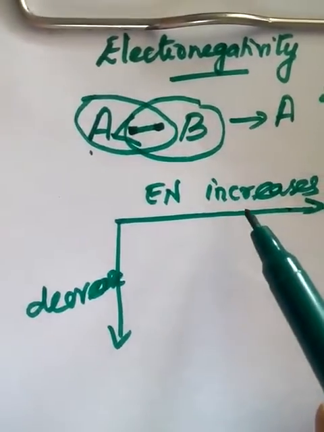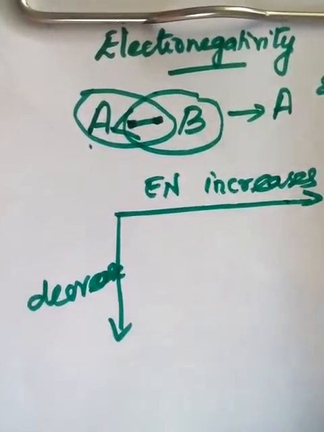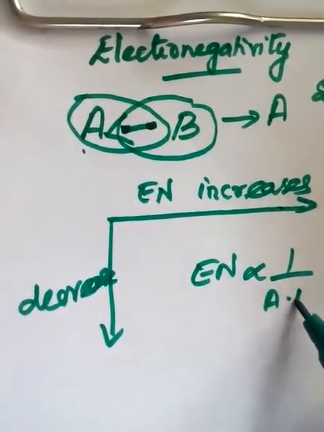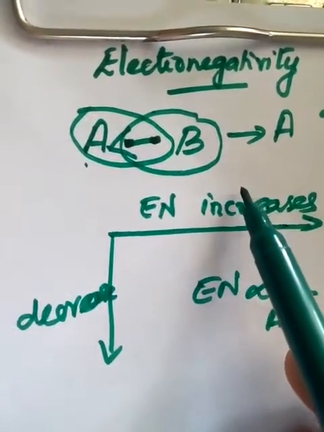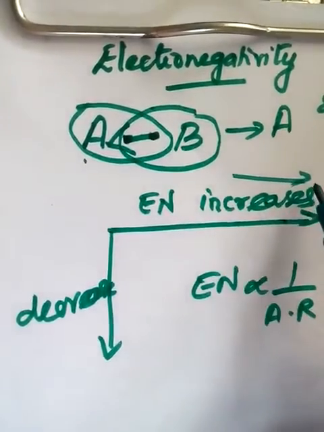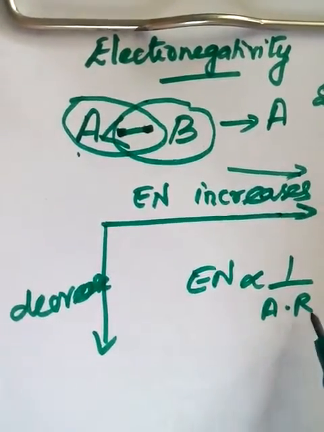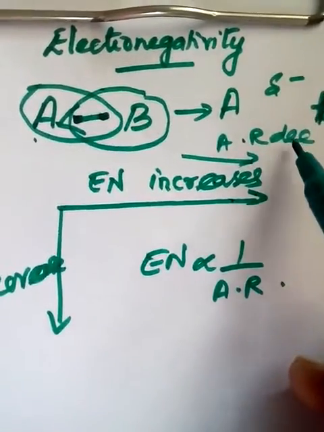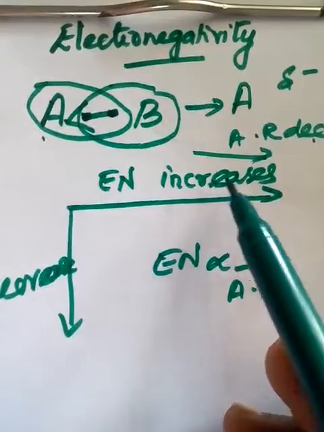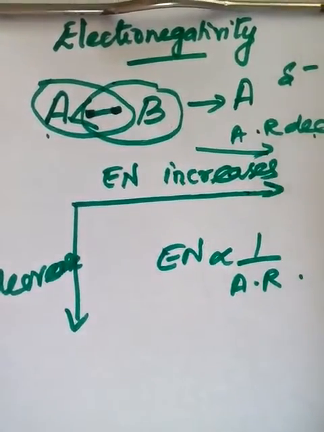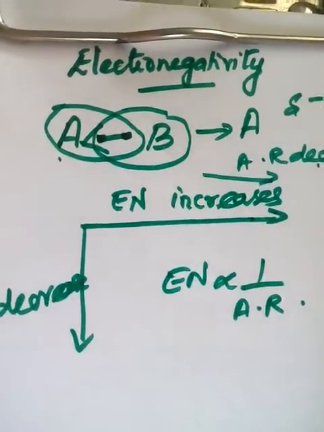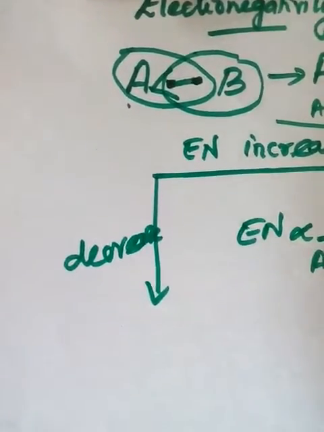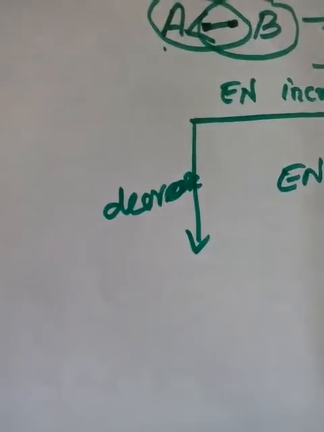This electronegativity is also related to atomic radius. Electronegativity is inversely proportional to the atomic radius, because you all know when you move from left to right in a periodic table, the atomic radius decreases. As the atomic radius decreases, the electronegativity increases. So a smaller atom will have a greater tendency to pull the shared pair of electrons towards itself. That's the meaning. But in this chapter, we are going to see the electronegativity variation in group elements.